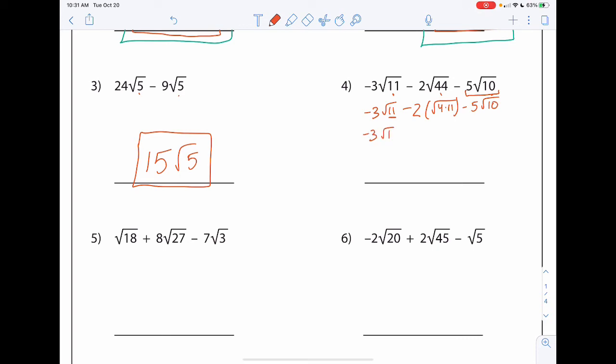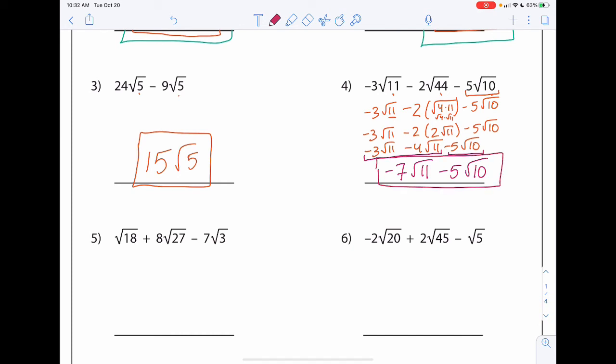So negative 3 radical 11, that did not change, minus 2 times the square root of 4 times the square root of 11, so this would be 2 times the square root of 11, minus 5 radical 10. So now, if I simplify this one step further, negative 3 radical 11 minus 4 radical 11 minus 5 radical 10, I can combine these two, but I cannot combine this one. So negative 3 minus 4 is negative 7 radical 11 minus 5 radical 10, and that is our finished answer.